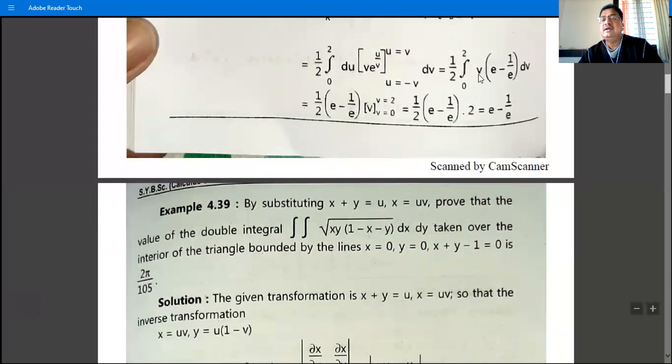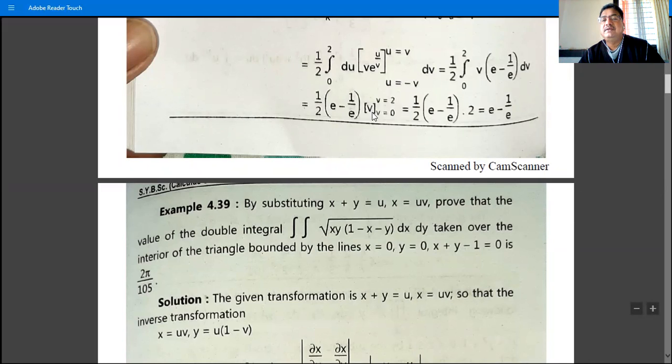And this is a constant quantity, and integration of v with respect to v is what? V square by 2. Right, v square by 2. Now e minus 1 by e is a constant quantity, and integration of v is v square by 2, then take the 1 by 4, then integration. So the integration is v square by 2, and then value at the upper limit minus value at the lower limit, find its value.